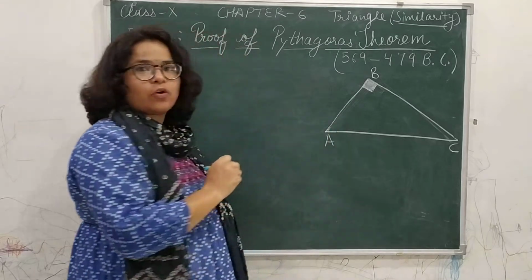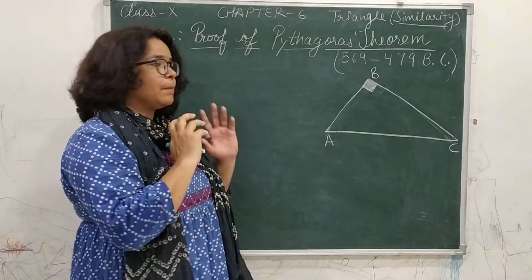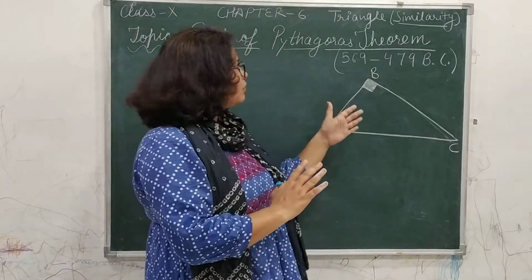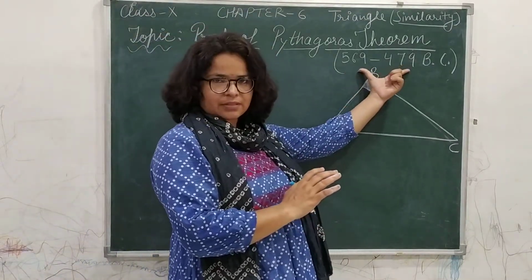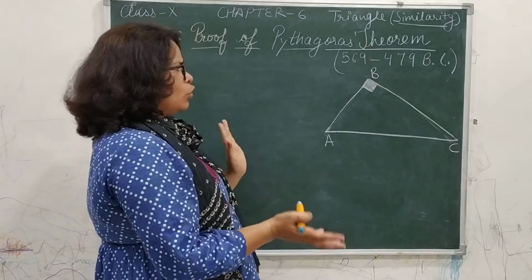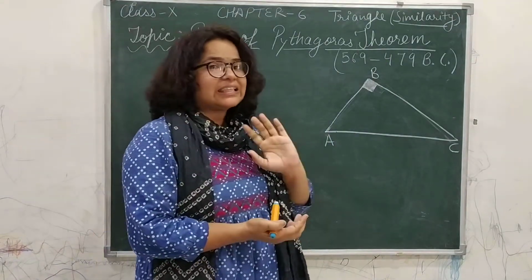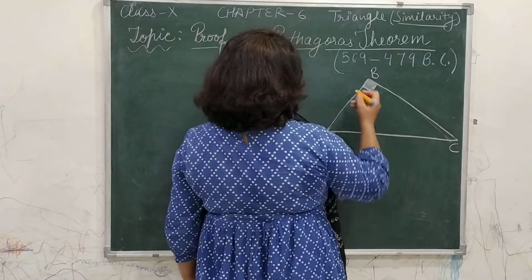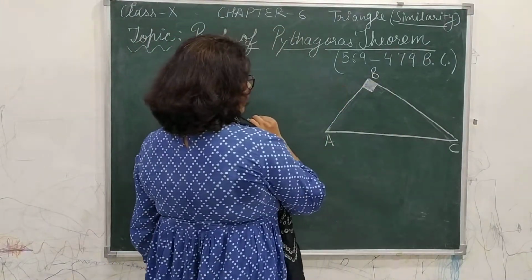In today's video, I am going to explain the very famous Pythagoras theorem. It was given between this time period. As you all know, Pythagoras theorem is all about a right angle triangle. So I have a right angle triangle ABC with me with angle B 90 degree.